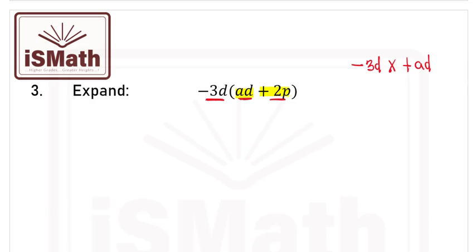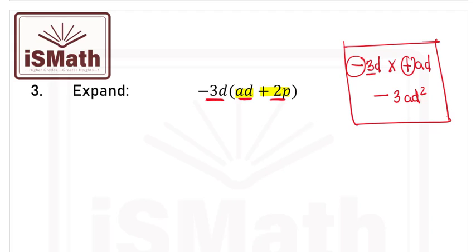So minus times plus will give you minus. This 3 times 1 will give you 3. And then this d times ad will give you ad squared. Normally this would be taking place in our heads.